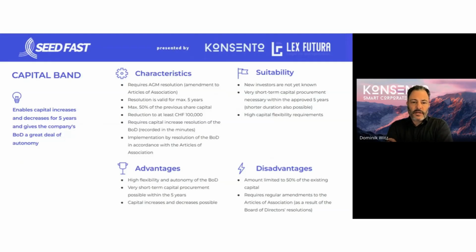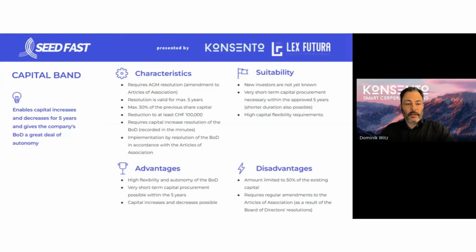There are, in contrast to the ordinary capital increase, limits in the amount that can be increased by maximum. So this is maximum 50% of the previous share capital, which means if a company has, for example, 100,000 Swiss francs of share capital, they can increase the capital to a maximum amount of 150,000 Swiss francs by making use of the capital band. There's also a lower limit of the capital band, which is the minimum share capital amount of a stock corporation in Switzerland, which is 100,000 Swiss francs. So if you raise 25,000 Swiss francs, for example, and you want to decrease again, you cannot go below those 100,000 Swiss francs.